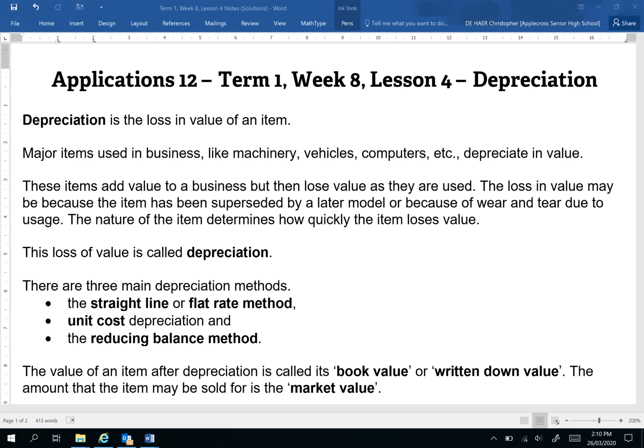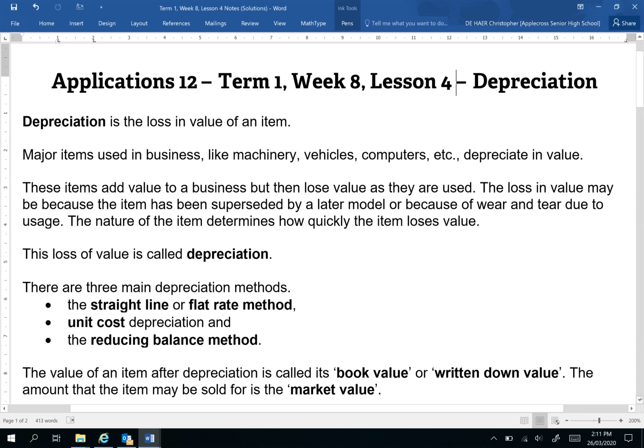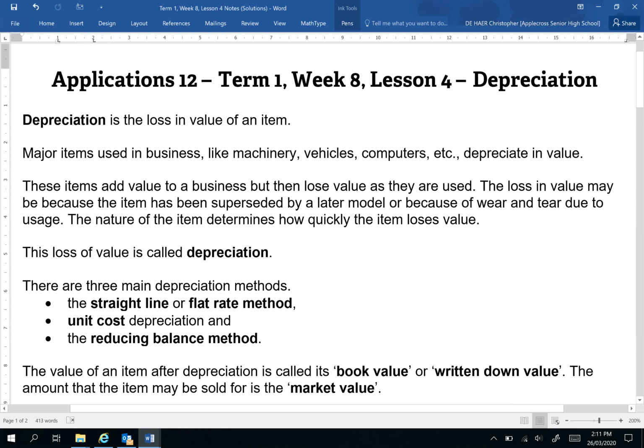Now, why would a company want to worry about this? Well, quite often because the item loses value, they can actually claim this as a tax deduction. When it comes to looking at depreciation and calculating this, there are three models that we can use. We can either use straight line or flat rate method, unit cost depreciation, and the reducing balance method. And we're going to look at an example of each of those today.